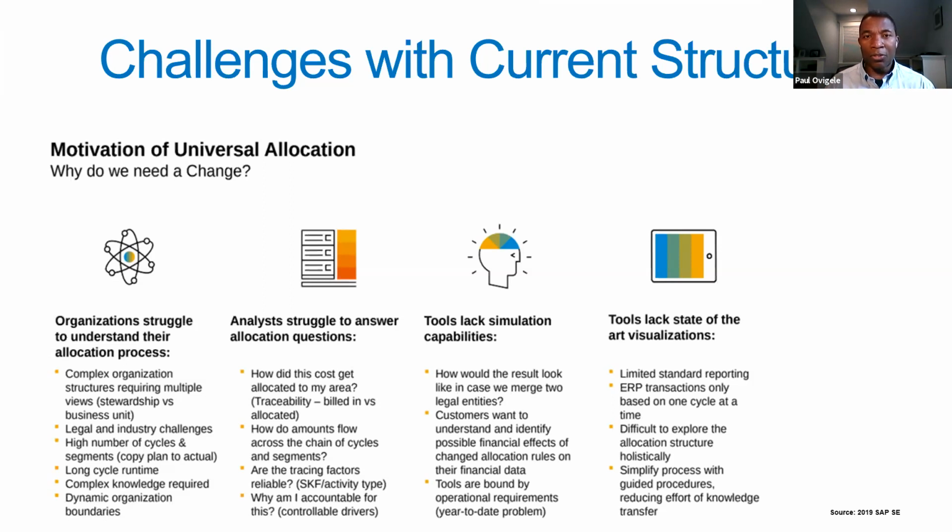I see simulation in two ways. There's a simulation that says, okay, once I've set up my allocation, and before I actually do the real run, I want to do a test run, right? That exists in ECC. But the simulation that says, okay, what if my organizational structure changes? How does it impact allocations? That is not available readily in standard ECC. And that's one thing Universal Allocation has because of its connection with the Universal Journal.